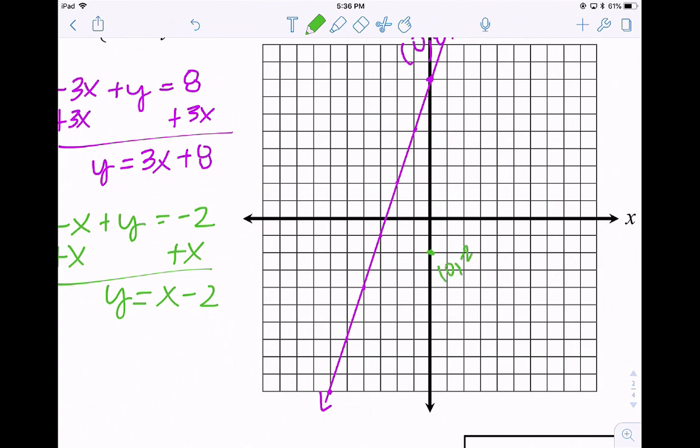0, -2. And then from there, we're going to go up 1, right 1, up 1, right 1, up 1, right 1, up 1, right 1, over and over again. You can also go down 1, left 1, down 1, left 1, down 1, left 1. So once you have those, you can graph that.